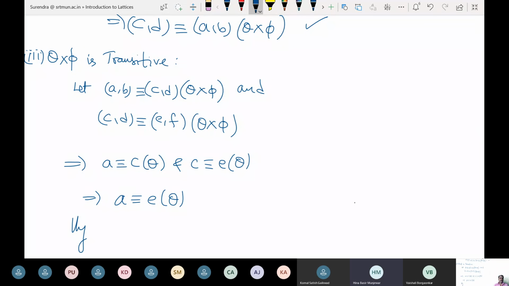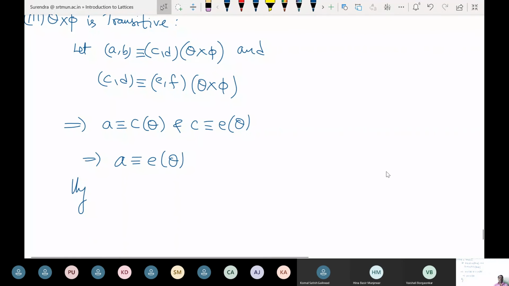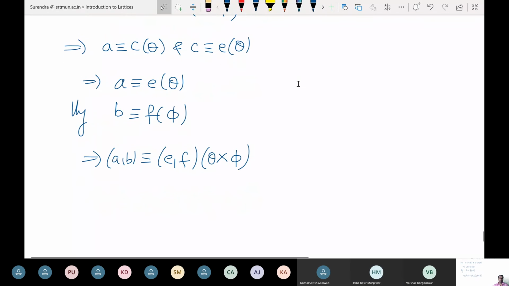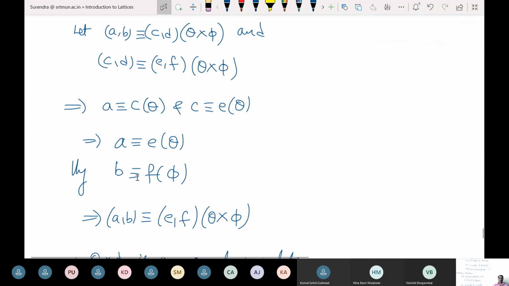Similarly, there is no need to write much. What you get here is b is congruent to d and d is congruent to f, so b is congruent to f modulo phi. So that shows that (a, b) is congruent to (e, f) modulo theta cross phi. Therefore theta cross phi is an equivalence relation. Now, what is meant by proving it is that it satisfies the substitution property.